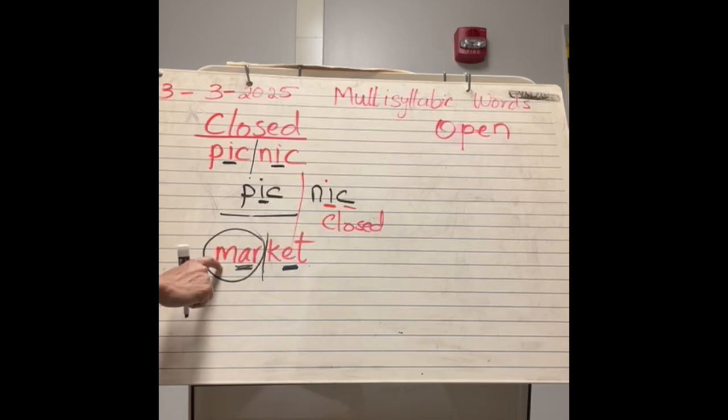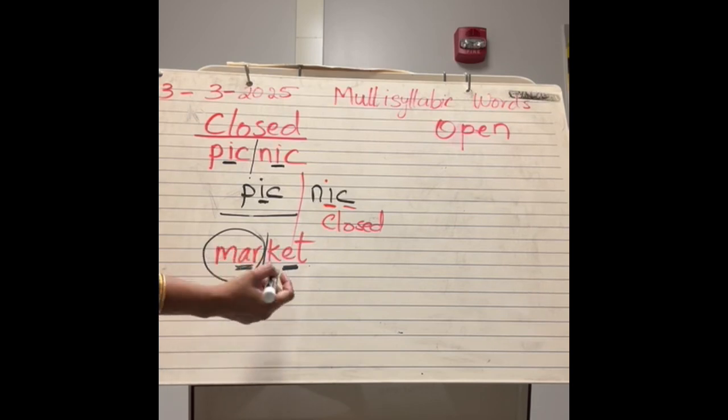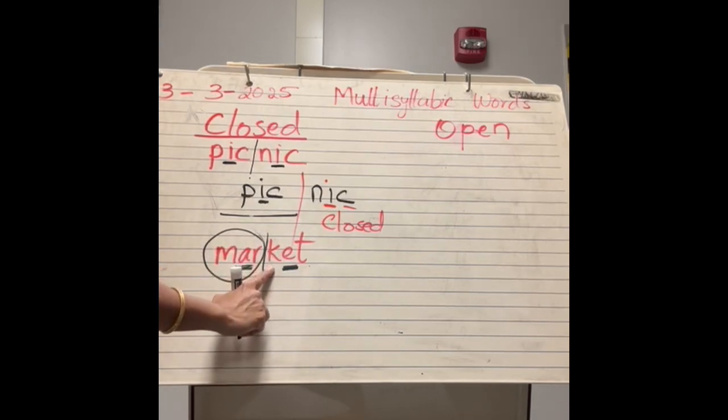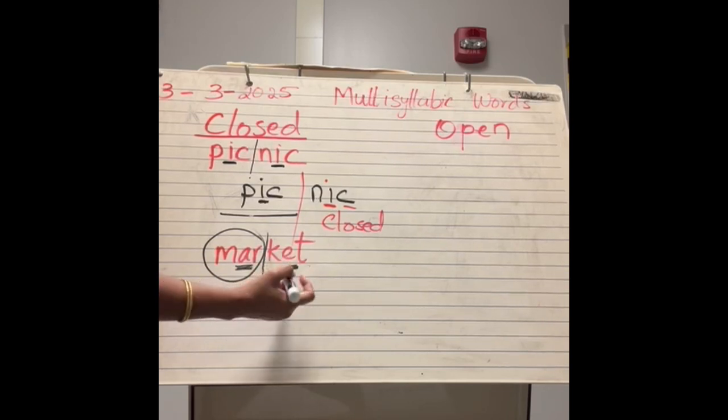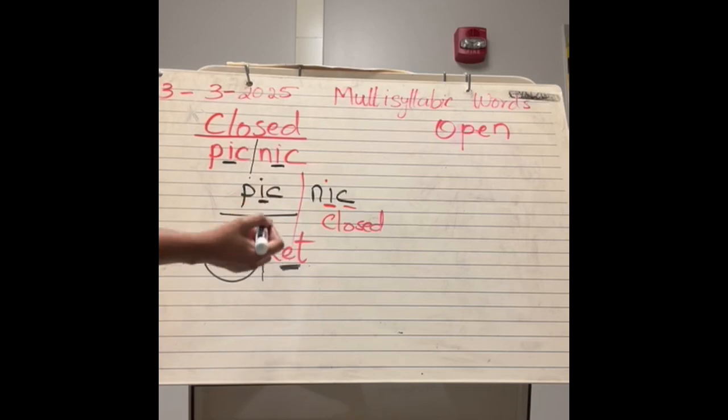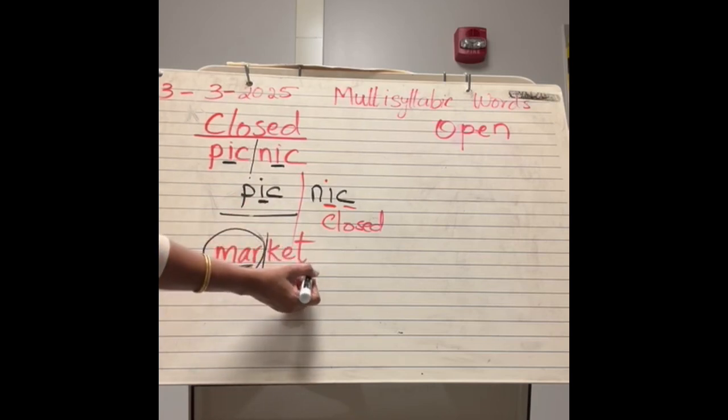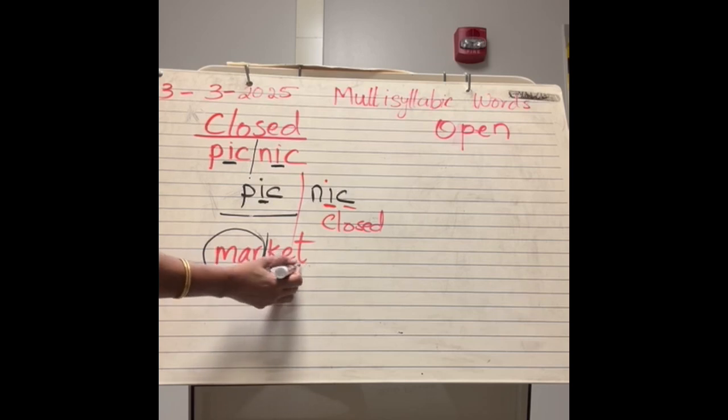So, mar. Okay, mar. And then now look at this one. Now this is K-E-T. What is the vowel here? Yes, it's E. And then this ends with a consonant, you already got it. Awesome. Yes, it ends with a consonant. So the E says its short name.